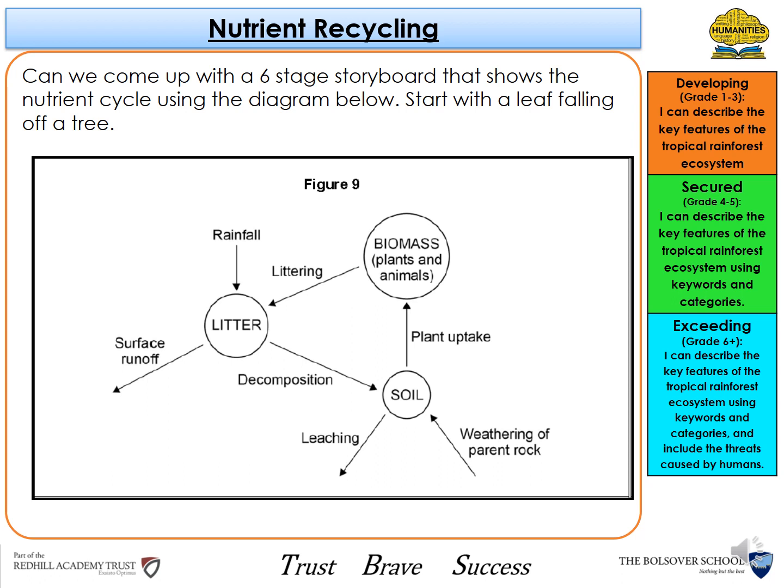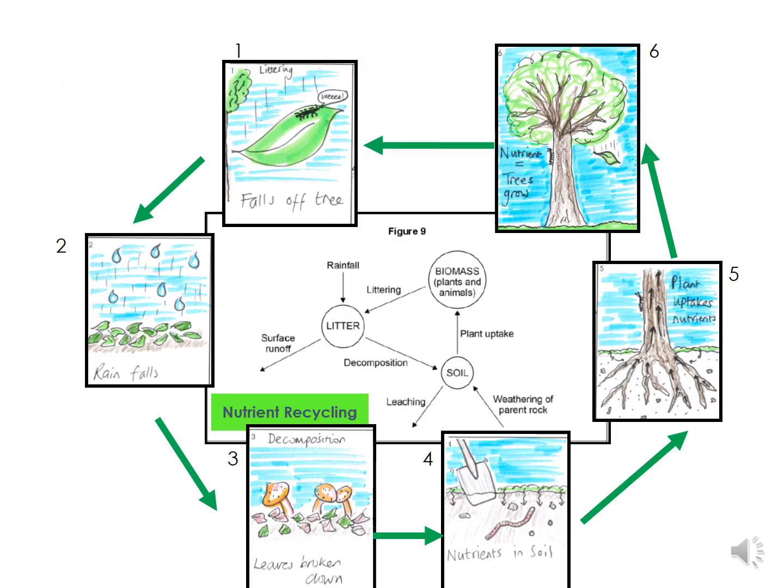Another thing that you have to think about with ecosystems is something called nutrient recycling, and this is where nutrients get recycled around an ecosystem. If you think about this diagram here, what you've got is a leaf falling off a tree.